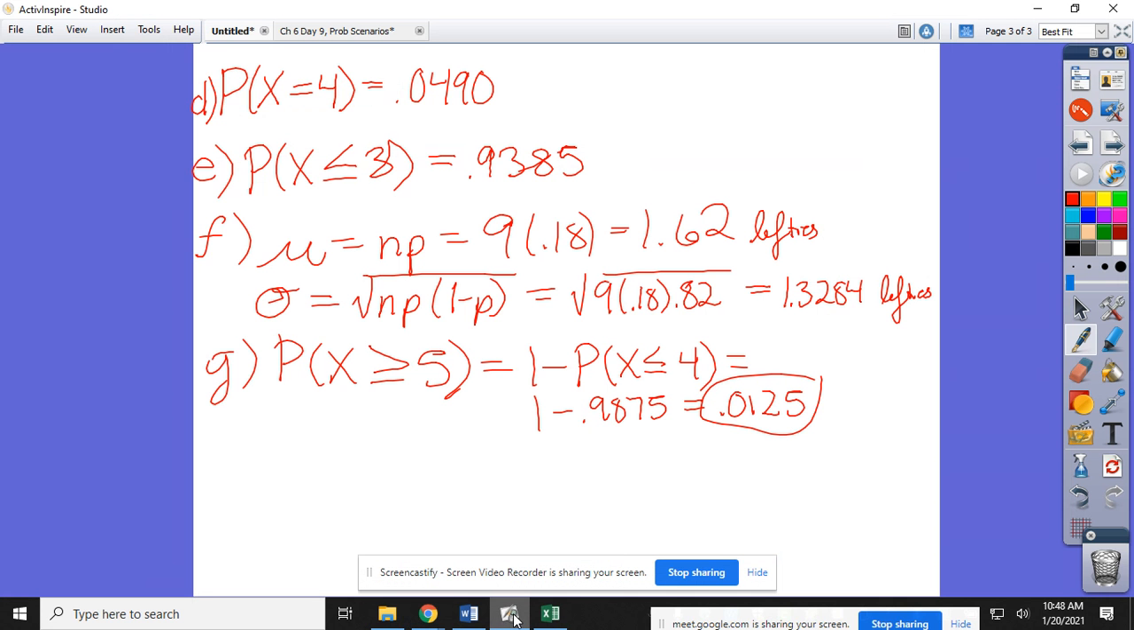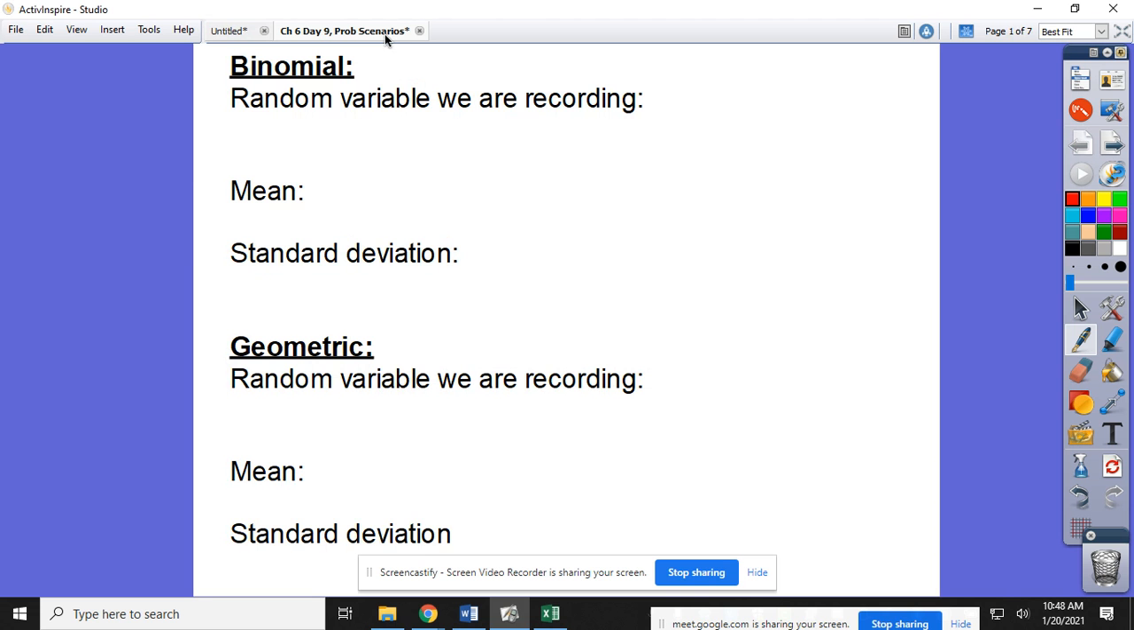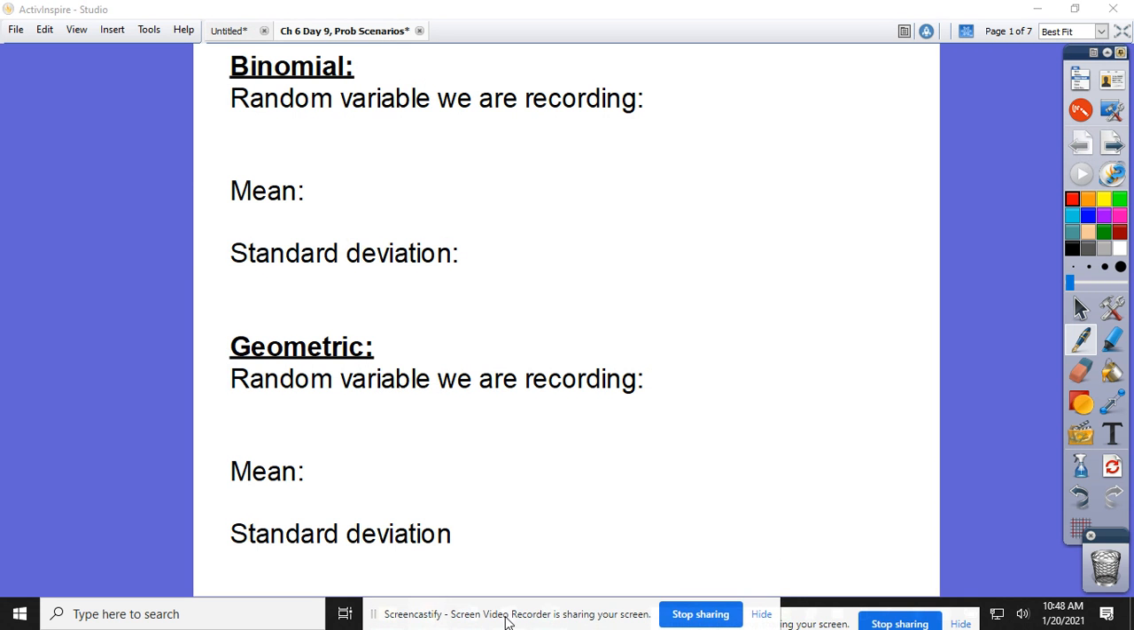All right, so you're going to need something to write on, like notebook notes. So we've talked about mean and standard deviation with binomial, but we did not talk about an interpretation sentence. We talked about the mean of geometric, but I didn't get into standard deviation.